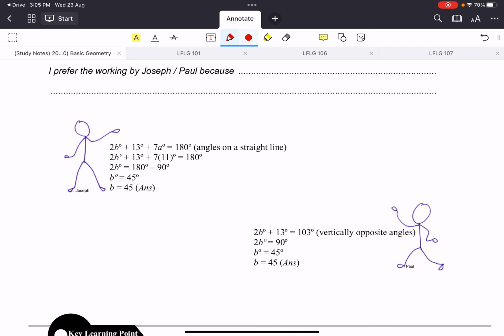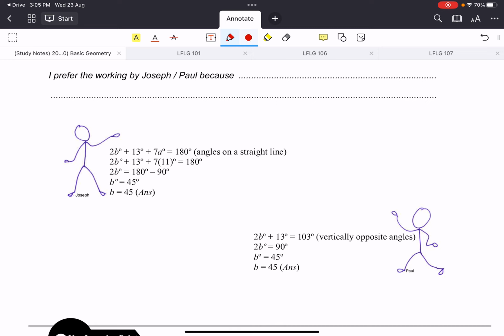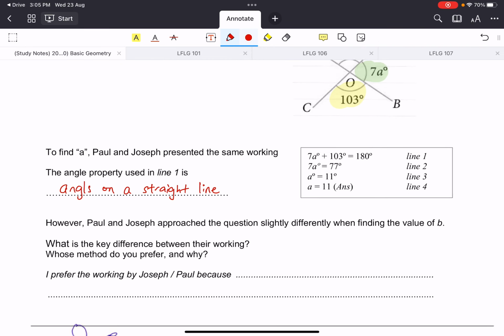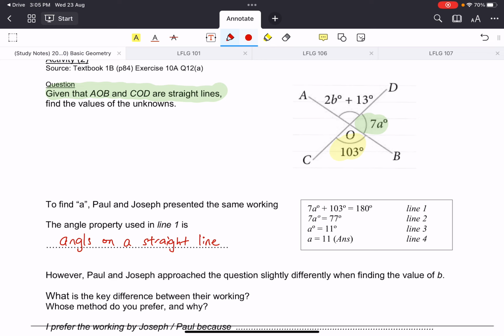Whereas the method used by Paul used vertically opposite angles and declared that 2b plus 13 equals 108. So what happened is we have already found a. Let me highlight it, using the method of angles in a straight line, in yellow. I just realized that I spelled angles wrongly. Allow me to change that. Right, so we have found a.